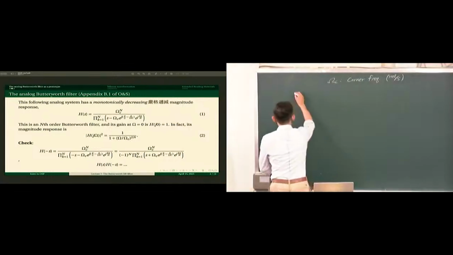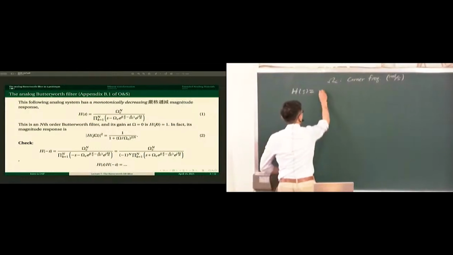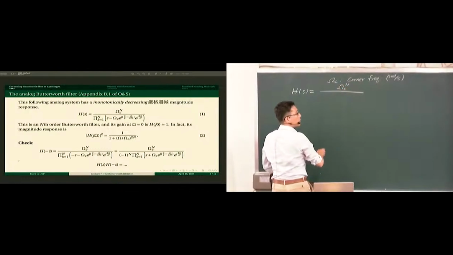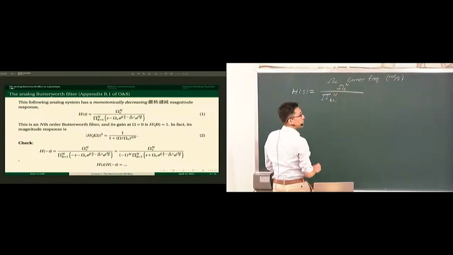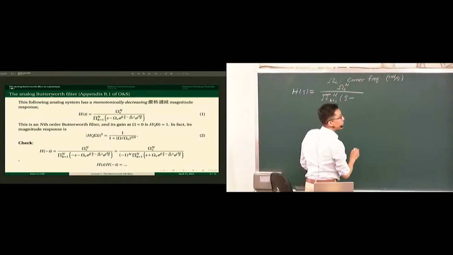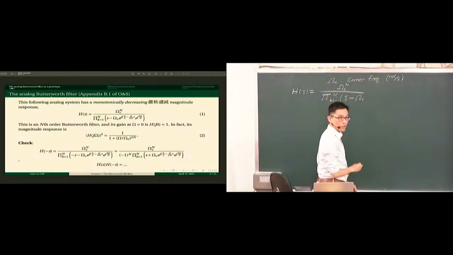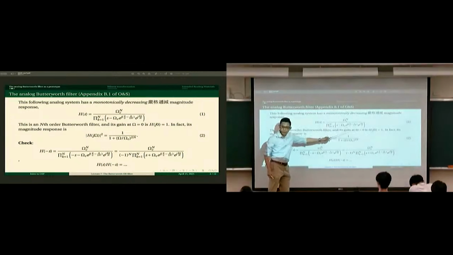We're going to be using it later. H of S equals a constant, omega C to the nth power, not that important, times the product for k from 1 to big N. And then S minus each of the roots can be written as this, still omega C, times e to the something. So each root has omega C times e to the something.